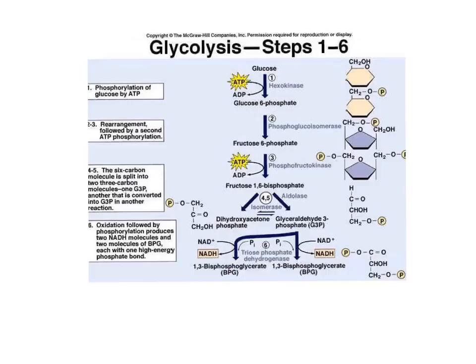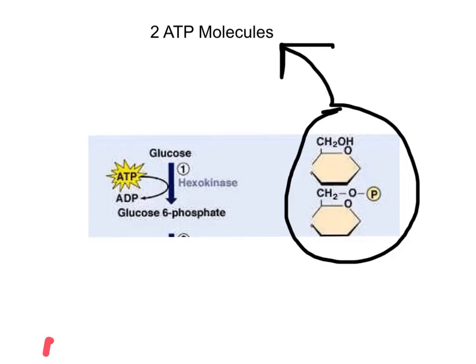Glycolysis is the first step in cell respiration. It occurs in the cytoplasm, and all the reactions in glycolysis are catalyzed by a specific enzyme. Energy is first made available in the first step of glycolysis when two ATP molecules are hydrolyzed.